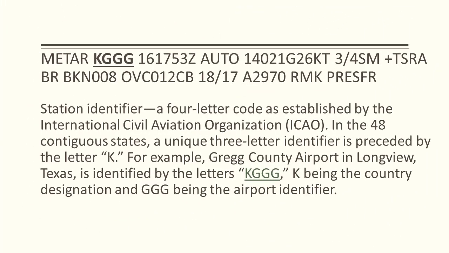The second notation is the station identifier. All stations, which are usually airports, in the lower 48 states begin their identification with the letter K. Some of the websites that contain the METAR provide links so you can see what airport the station identifier refers to.